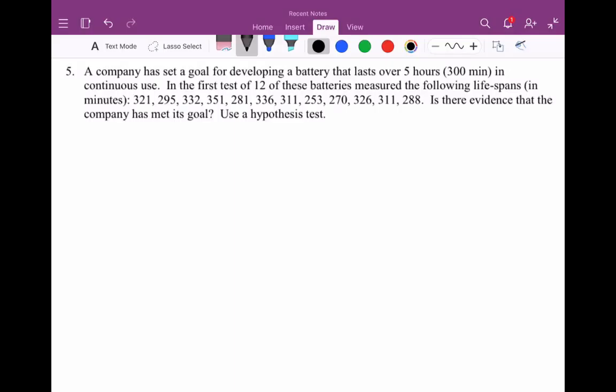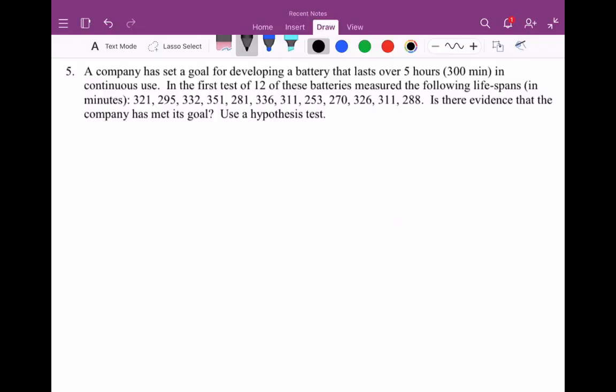Moving on to number 5, it's the same situation that we had in number 2. A company has set a goal for developing battery life that lasts over 5 hours, or 300 minutes, in continuous use. Again, they tested 12 batteries and measured the following lifespans in minutes, and this data is the same as number 2. We want to know, is there evidence that the company has met its goal? Now we want to use a hypothesis test. We already showed in number 2 that the company did not meet their goal, but we're going to double check that by getting a p-value, which is a little stronger than just using a confidence interval.